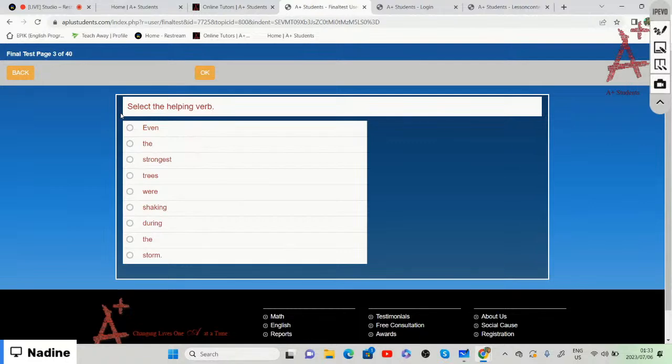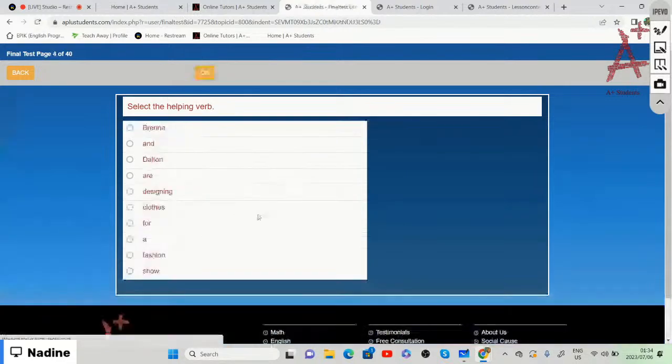We can first select the main verb, and our main verb is shaking. So now remember we said the helping verb comes before the main verb. So we need to select the helping verb within these few words that we see jumbled up. All right, so were is the correct word.